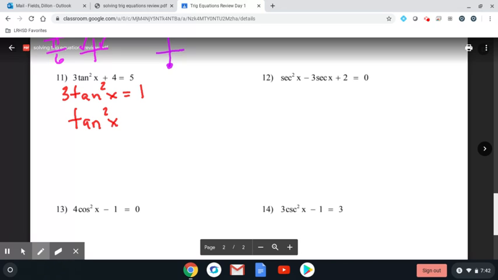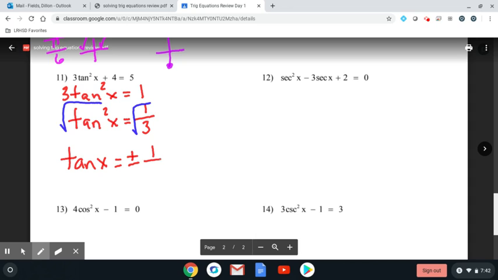And we're going to get tangent squared x is equal to 1/3. Now, at this point, you don't have tangent by itself because it's tangent squared. So that means that you're going to have to take the square root of both sides. So now that's going to leave you with just a tangent of x on the left side. On the right side, remember, anytime you guys are taking a square root, you need that plus minus sign.